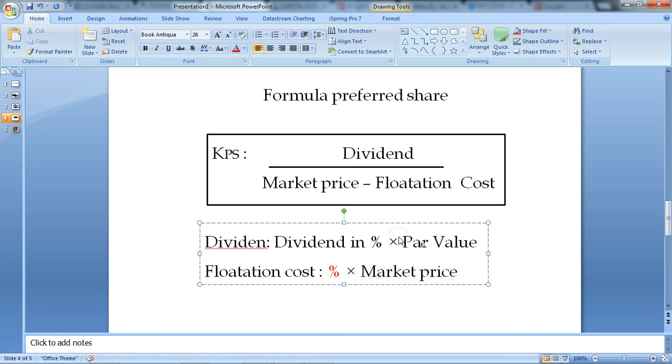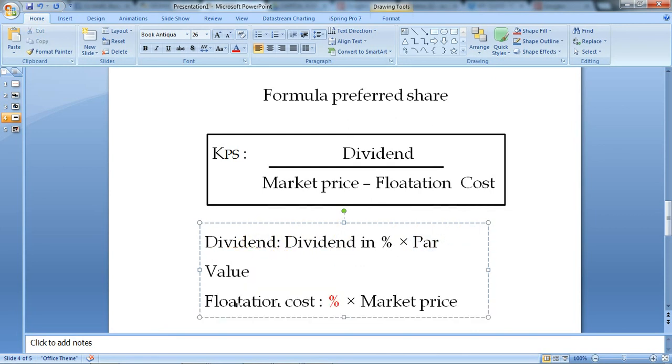Can I know what is the difference between bond and preferred stock? For a bond, the par value is 1000. However, the par value for dividend is the dividend in percentage.